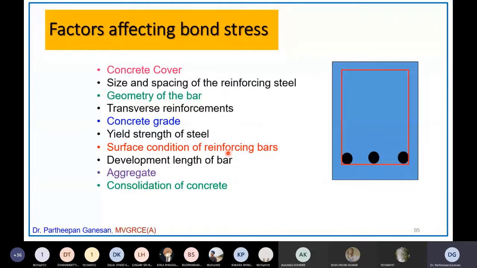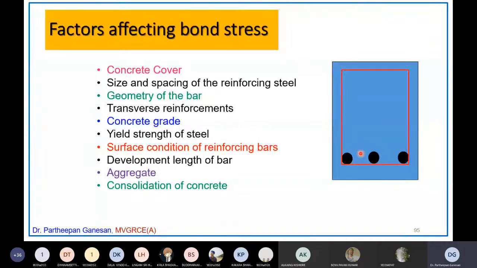For example, if this is your concrete beam, and the concrete cover here is not sufficient, and here also not sufficient, obviously the bond between concrete and steel will be very weak. Okay, so concrete cover will make a difference to the bond stress. Similarly, size and spacing of bars: instead of providing 3 numbers of 25 mm diameter bars, I can provide many numbers of small diameter bars.